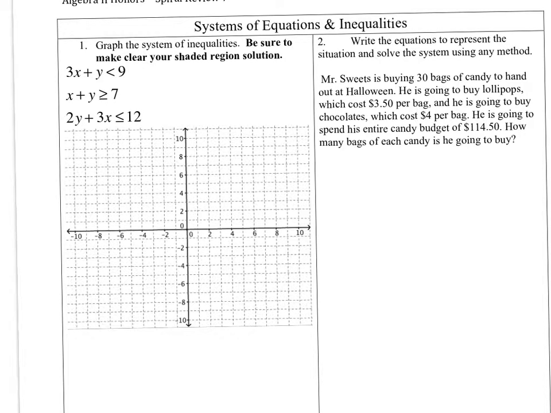Hey guys, this is a spiral review for Spiral 7. We're going to start off by looking at some systems of equations and inequality stuff. First off, I've got a system of inequalities.